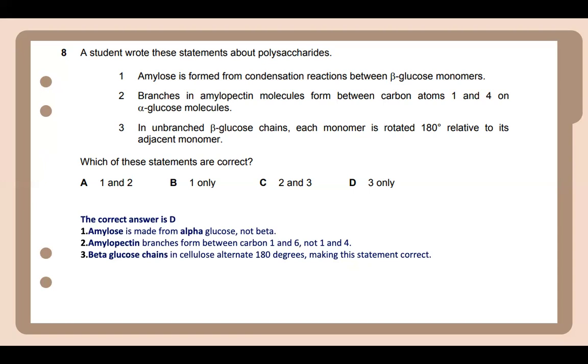Statement 1 is incorrect because amylose is formed from condensation reactions between alpha glucose monomers, not beta glucose monomers. And statement 2 is incorrect because branches in amylopectin molecules are formed between carbon atoms 1 and 6 on alpha glucose molecules, not between carbon atoms 1 and 4 as stated.